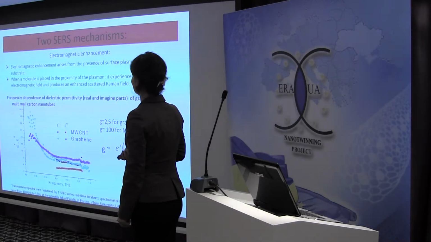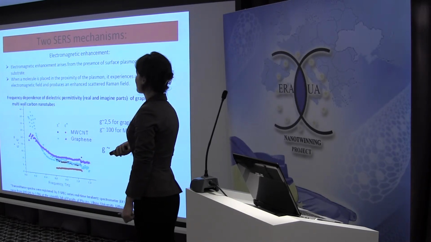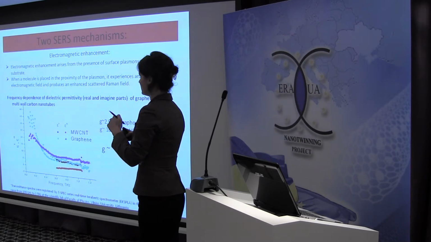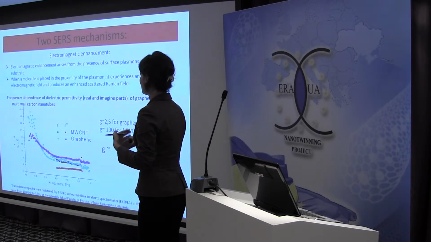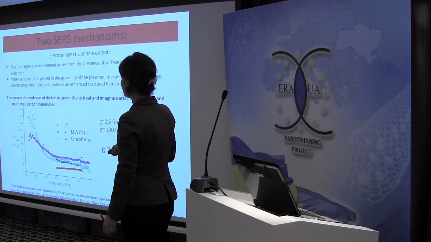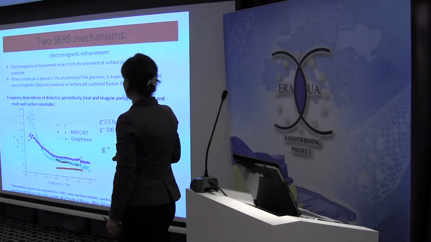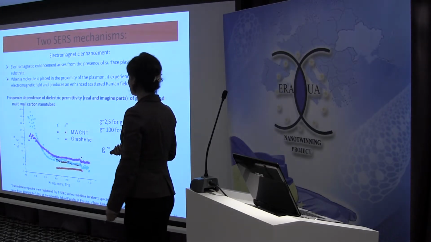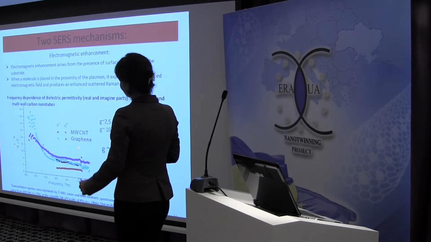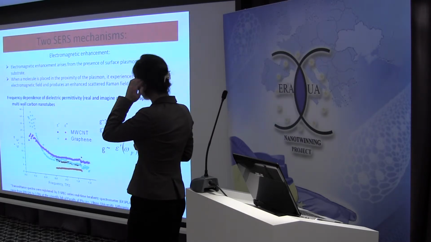We got to the two main mechanisms which work for SERS. It's electromagnetic enhancement and chemical enhancement. Electromagnetic enhancement arises from the presence of surface plasmons on the substrate, and when a molecule is close to this plasmon oscillation, you can receive this enhancement. In order to investigate whether in our case we have this mechanism, we measured the frequency dependence of dielectric permittivity and then calculated the real and imaginary parts of the dielectric permittivity of graphene and the multilayer carbon molecules. This theoretical calculation shows that for graphene we have only a 2.5 enhancement factor, and for multilayer carbon molecules almost 100.